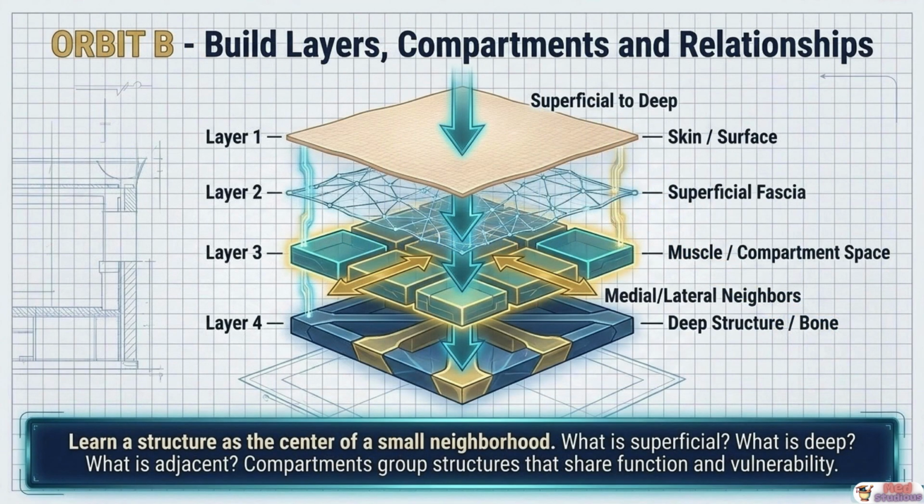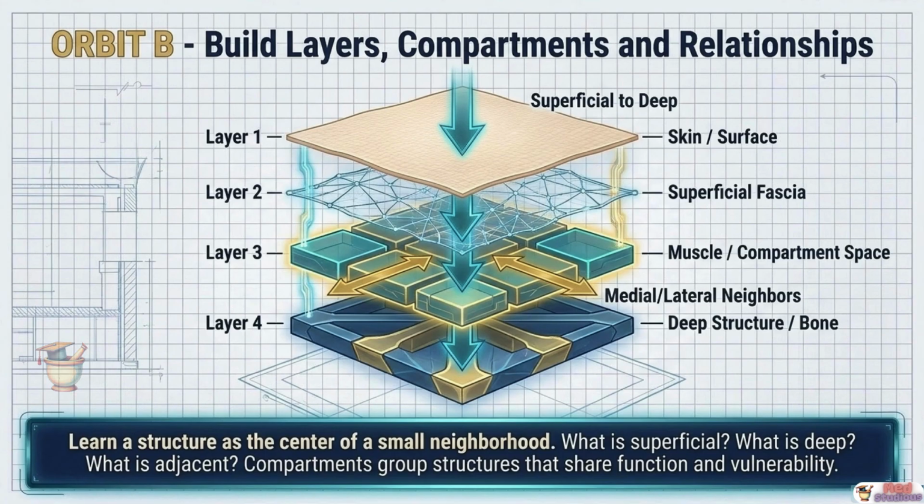Now build depth. The body is layered, and many regions are organized into compartments. Instead of memorizing 10 structures in a random list, place them from superficial to deep and ask what lies beside what. Think of a target structure as the center of a neighborhood. What is immediately superficial? What is deep? What crosses in front of it? What runs with it? Which fascia or boundary contains it? We will formally learn directional terminology in the next lesson, but the relational habit starts here.